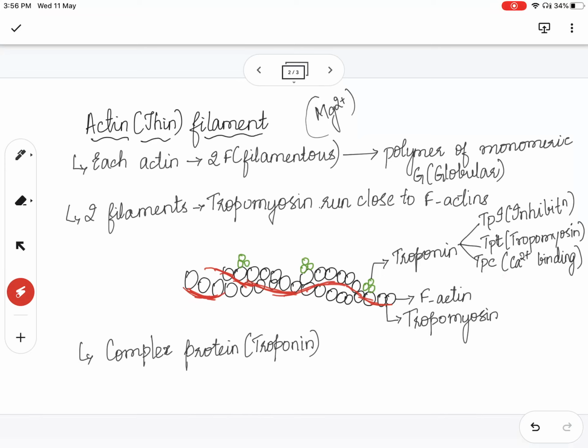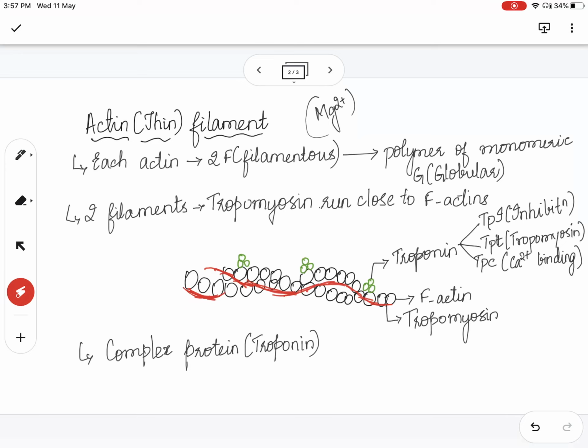Now why is this calcium binding site present? Because of the presence of the calcium binding site itself, you can expect the muscle contraction to take place. So when I'll be explaining the mechanism of muscle contraction, over there you'll understand how this trimeric protein is going to come into action.